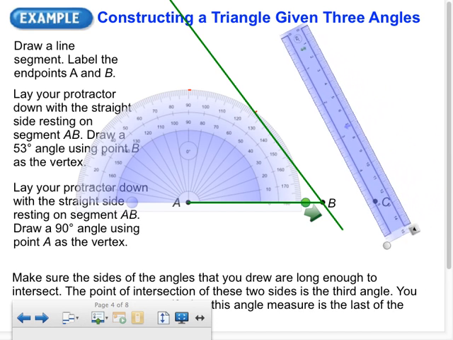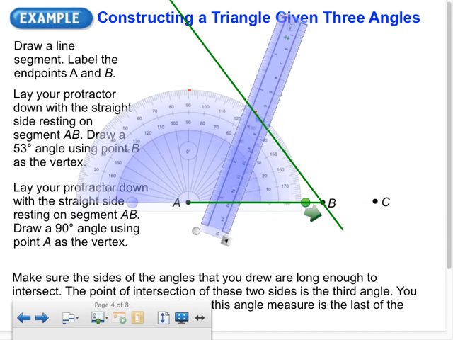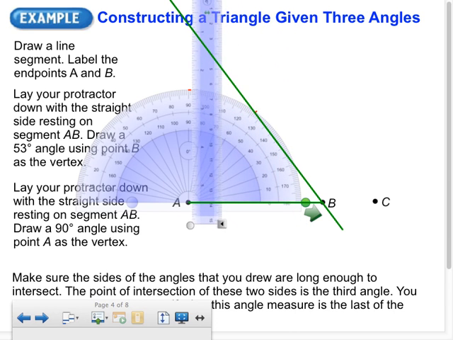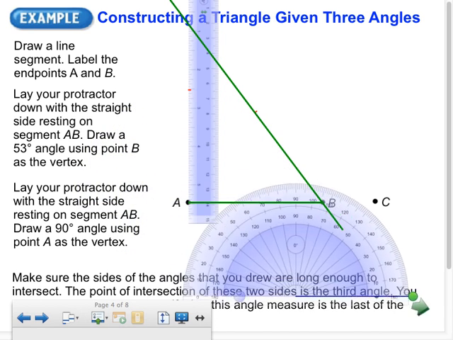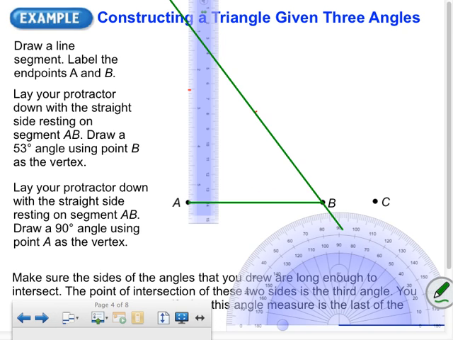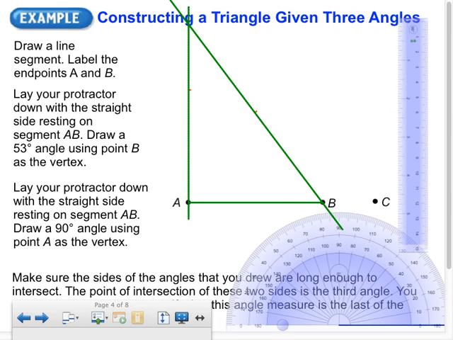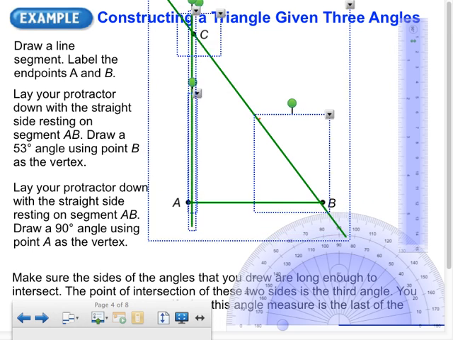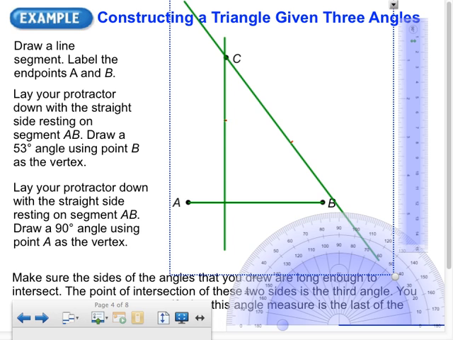I'll get my ruler lined up, and I need to draw it so that my sides intersect. I'm going to move my compass out of the way. Okay, there we go. All right, now that I got that drawn, I'm going to label that intersection C. Oops, didn't grab everything.